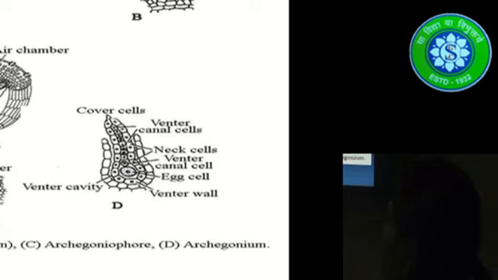This is the cover cell of the apical portion. Below the cover cell, there is a ventral canal cell, and beneath the ventral canal cell, there are some neck canal cells. The main part of this archegonium, that is the egg cell, is situated at the basal portion of the flask-like structure. During fertilization, the antherozoids come and fertilize the egg cells to form zygotes. This is the total procedure of their reproduction.